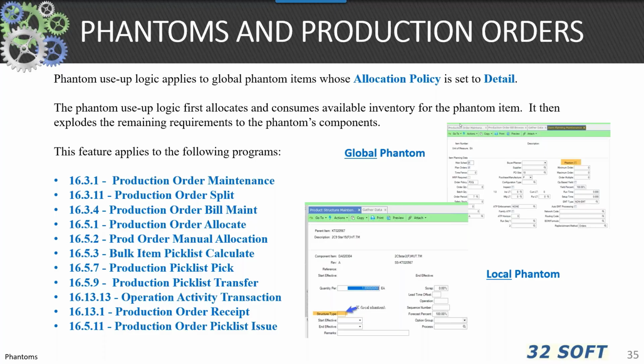We've talked about phantom assemblies, both in 1.4.7 and 13.5 and 15.5. The phantom use-up logic applies to global items whose allocation policy is set to detail. That is, the first allocates and consumes available inventory for the phantom item. And second, it then explodes the remaining quantities or requirements for phantom components. And this applies to production orders, bills, calculated pick lists, transfers, etc.